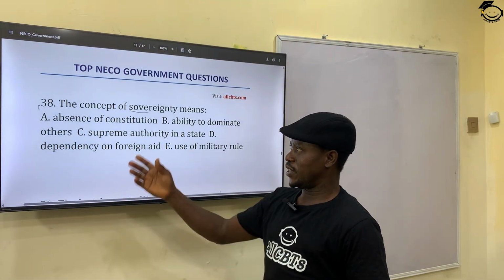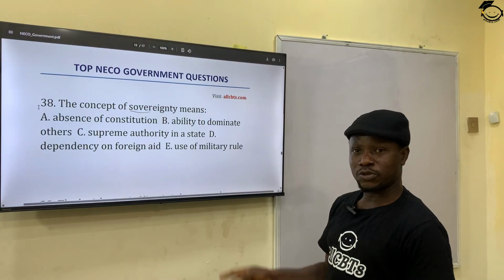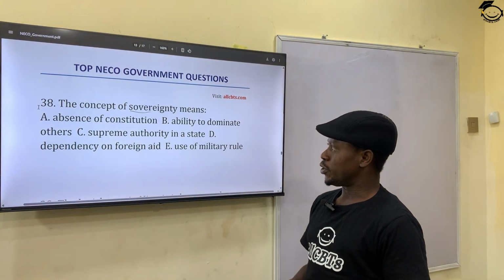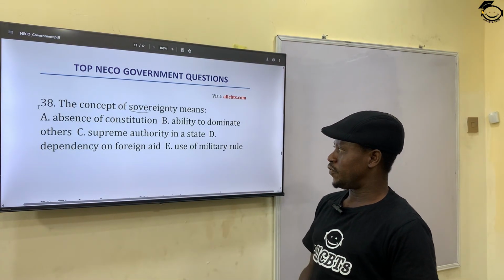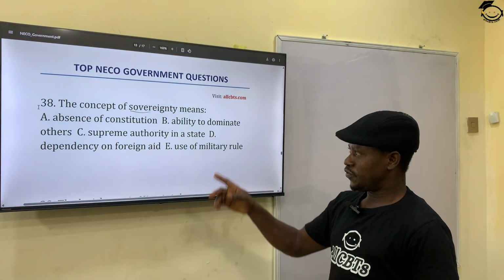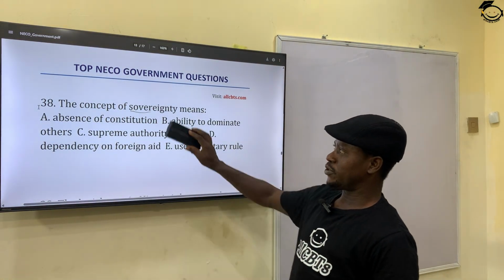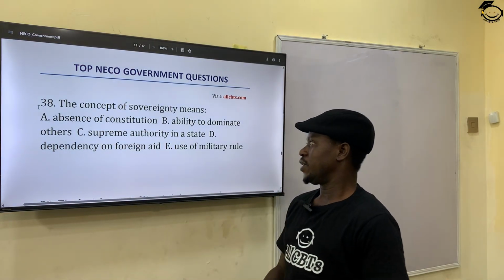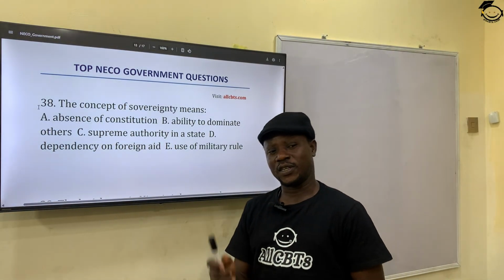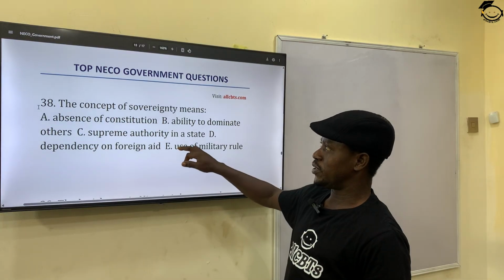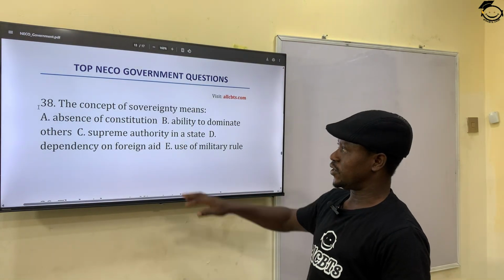So what's the meaning now? A, absence of constitution; ability to dominate; supreme authority in a state; dependency on foreign aid; use of military rule. From the explanation I gave you about sovereignty, the best option here is supreme authority in a state. Let's see the next question.